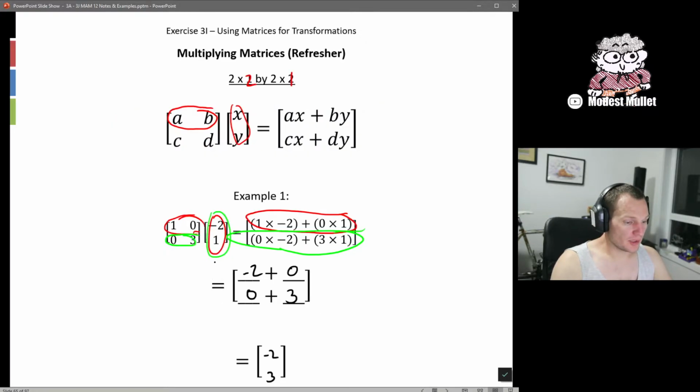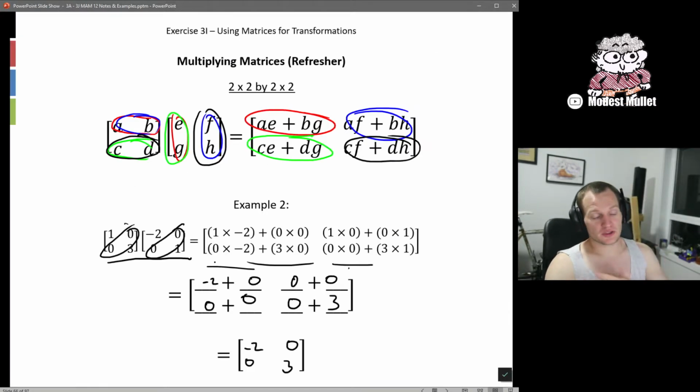But that's a little bit of a refresher just on matrix operations, which we're going to need in a little bit. Like I said, if you're a bit fuzzy on it, you're going to have to go back and review it yourself.